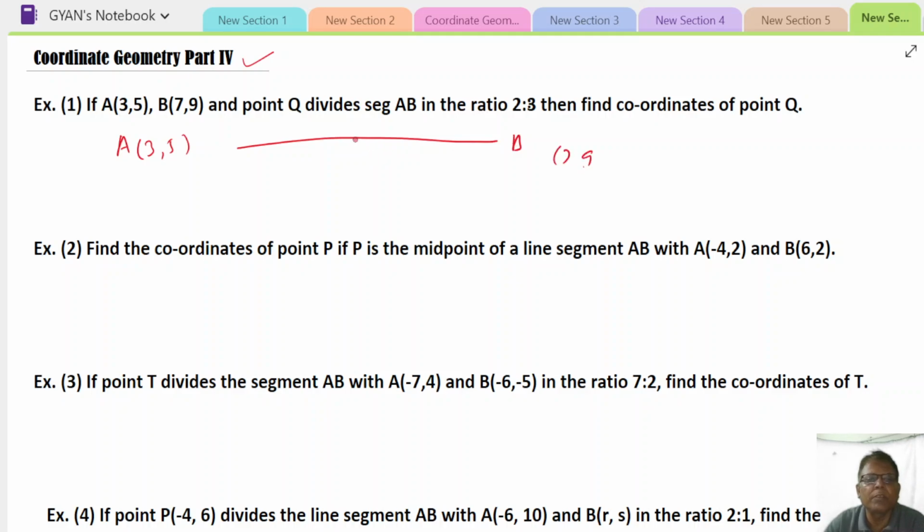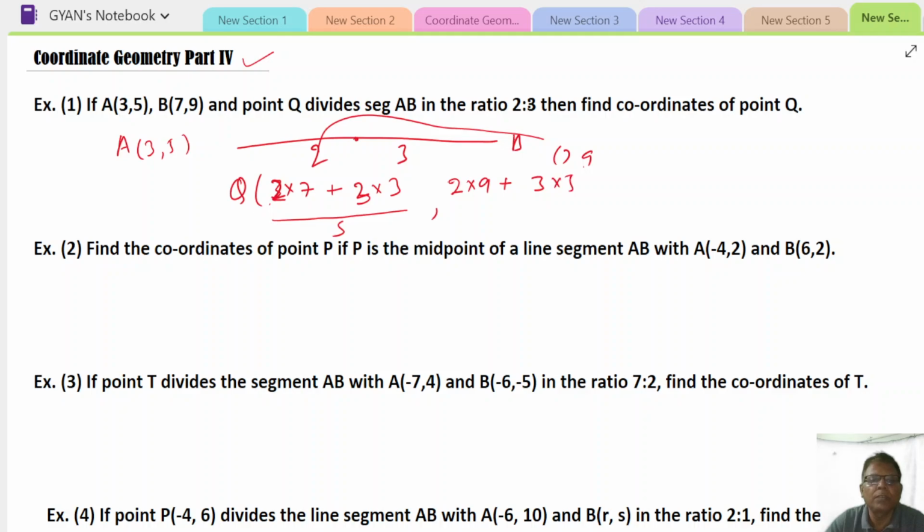Q divides AB in the ratio 2 is to 3. So the coordinates of point Q will be: first the x coordinate, 2 into 7 plus 3 into 3, divided by 2 plus 3, which is 5, comma, then y coordinate, 2 into 9 plus 3 into 5, divided by 3 plus 2, that is 5.